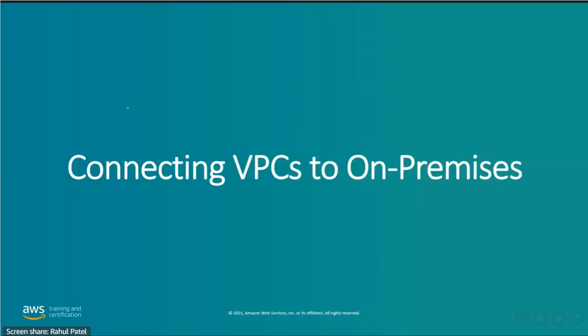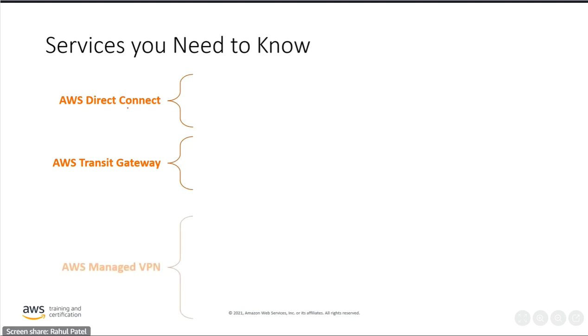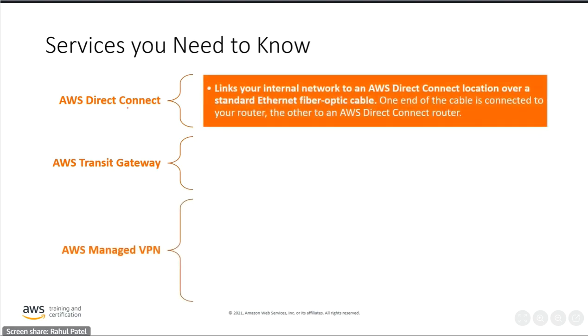So if we summarize what we have covered today, connecting VPCs to on-premises, what are the services that you need to know? First is AWS Direct Connect, second is Transit Gateway, and then Managed VPN. Direct Connect is going to link your internal network to an AWS Direct Connect location over a standard Ethernet fiber optic cable. One end of your cable is connected to your router and the other to the AWS Direct Connect router. This is what is done when you want to connect your on-premises network to AWS.